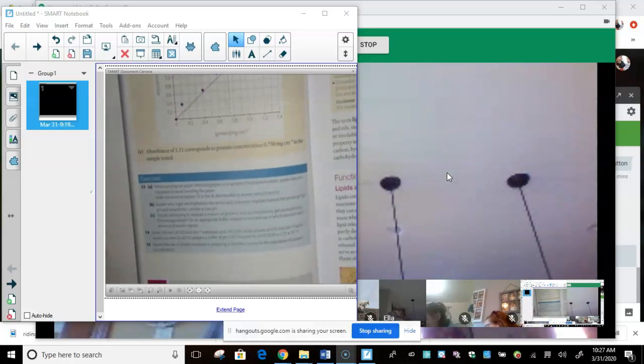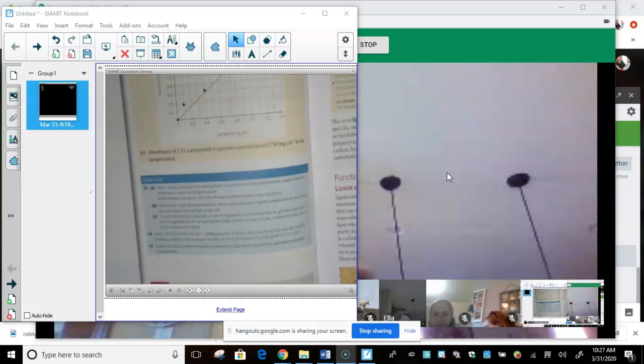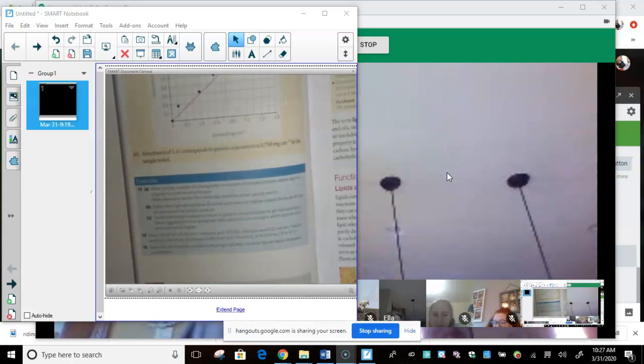When carrying out paper chromatography on a sample of hydrolyzed protein, explain why it is important to avoid handling the paper, and then make reference to section 33 in the IB data booklet. Answer for part B and C. And that's your attempt to separate a mixture.